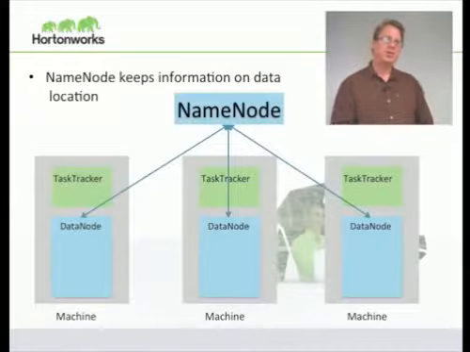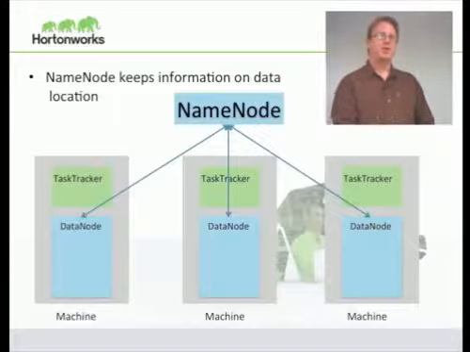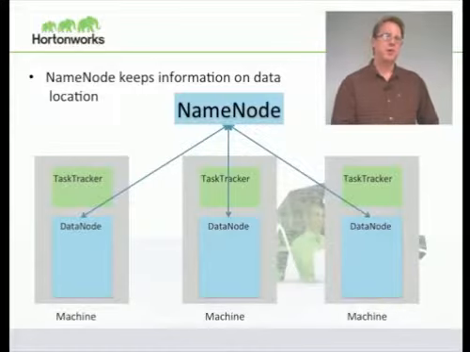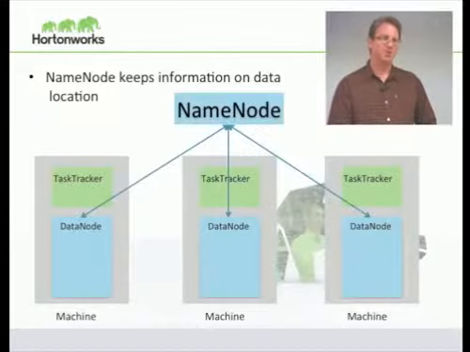When a client wants to read data out of HDFS, he talks to the name node, finds out where that file is, and then talks directly to those data nodes. It's important to notice that the data never flows through the name node. Only the information about where the data is located is on the name node.